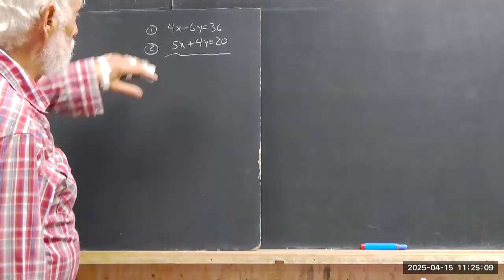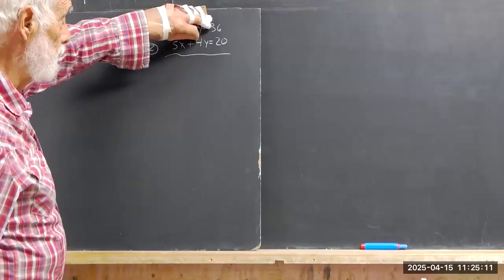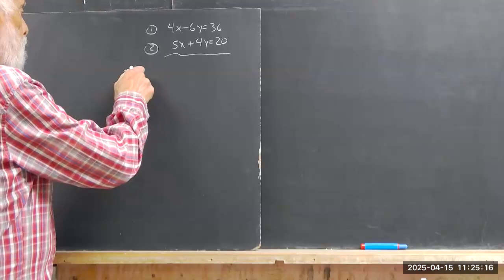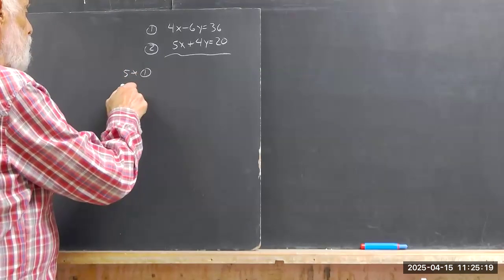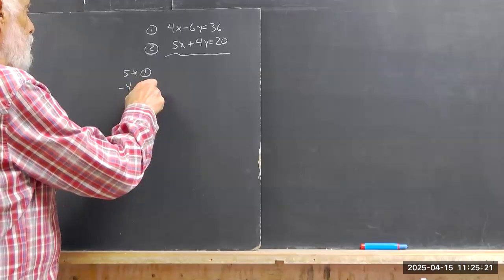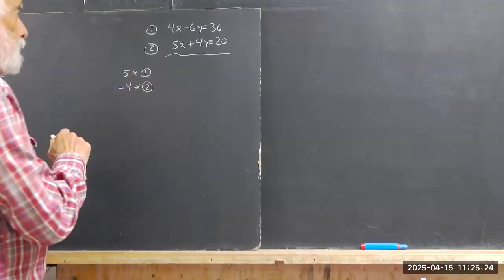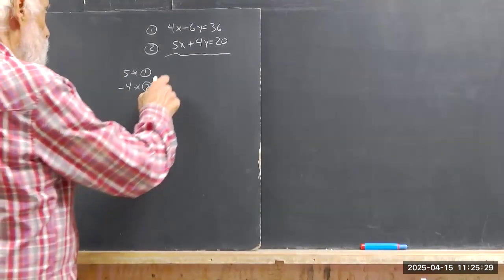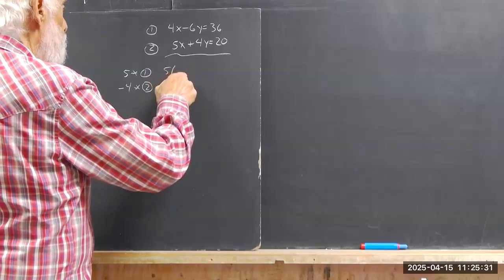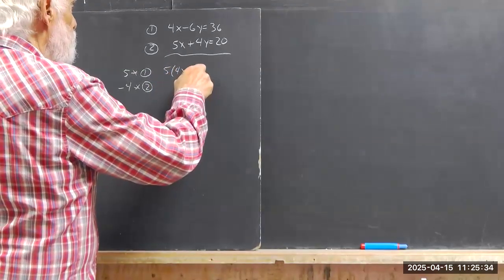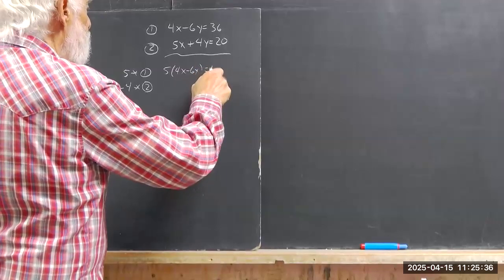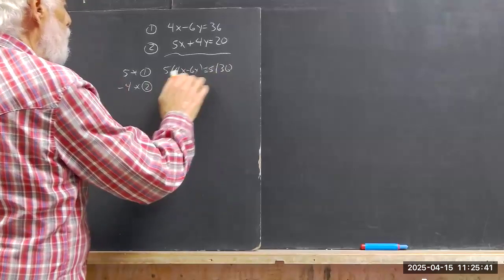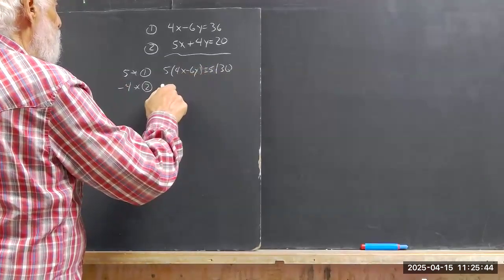Now, if I was trying to do this quickly, I'd probably multiply this one by 2 and this by -3. But I'll do 5 times equation 1 and -4 times equation 2. Well, I'm going to write out this step, although I really don't want to take the time. It's to emphasize that we multiply on both sides.